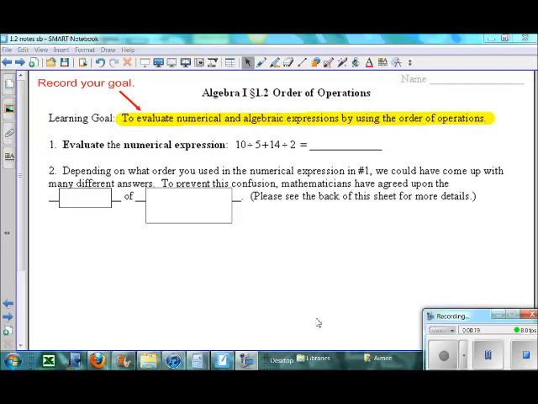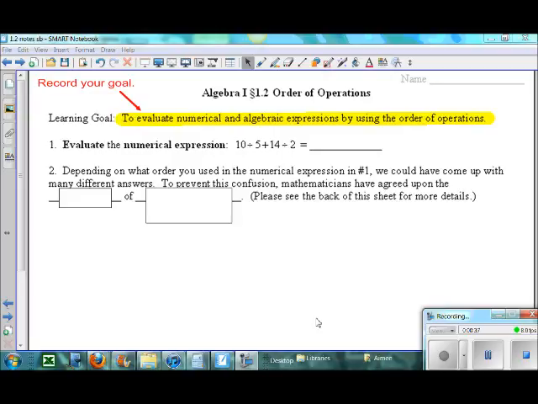In class, I had students evaluate the numerical expression 10 divided by 5 plus 14 divided by 2. We did have people come up with different answers. And so that kind of led us to the discussion of how we needed to come up with a system so we would all come up with the same answer.